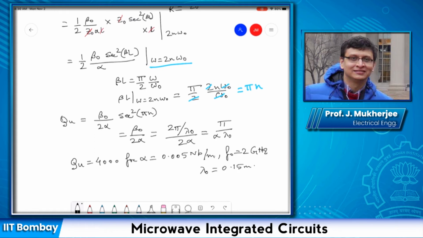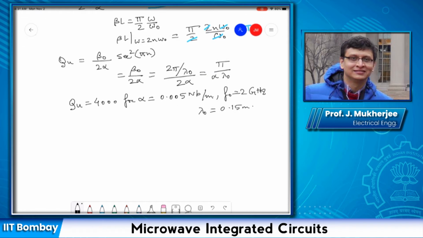Now a similar derivation I have given in the notes for the open line resonator. So a transmission line which is open, or an open stub low loss resonator. Please go through it. The next topic that I want to cover is what is known as a capacitively coupled open line resonator.